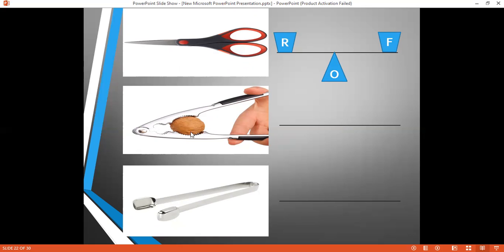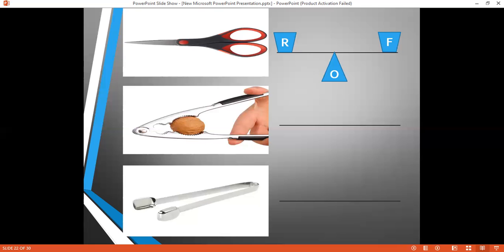The second example, nutcracker. As you can see, here is the resistance at the middle, so it will be second class lever. Here's the third picture. I hold it from the middle, so here is the effort force, so it will be third class lever. It's easy. That's right.